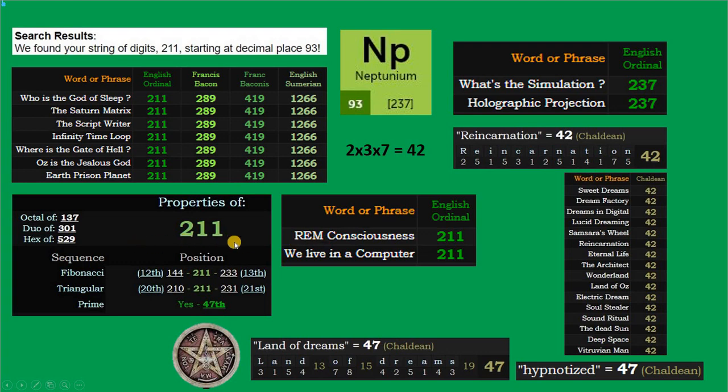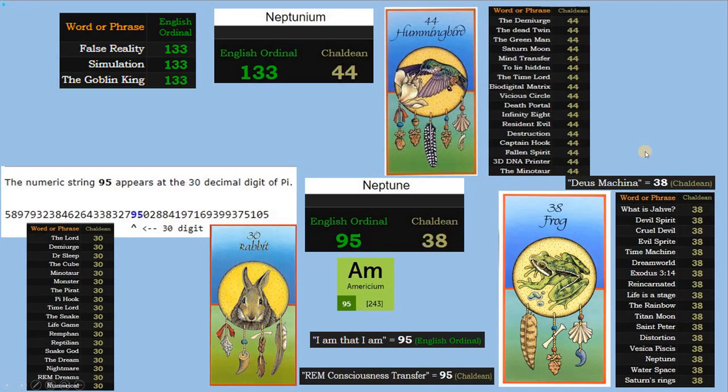211 is the 47th prime number. 47 is the number of the Tetragrammaton in Chaldean. And we also have the words hypnotized and the land of dreams in Chaldean. Neptunium is 133 in English ordinal, matching false reality, simulation, and the Goblin King.